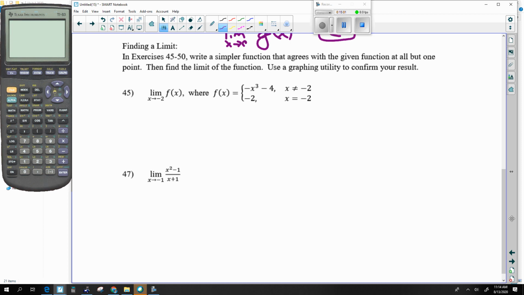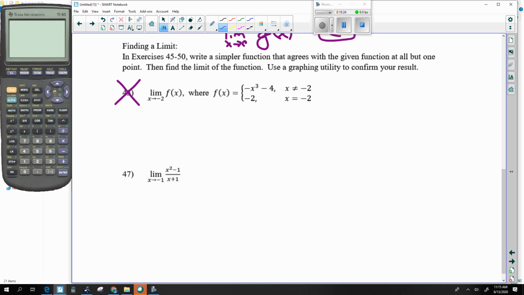I'm not exactly sure what they're looking for in number 45. I'm not sure what they're trying to do, but I know what they're asking. Don't worry about 45. 47. I know what they're trying to imply.